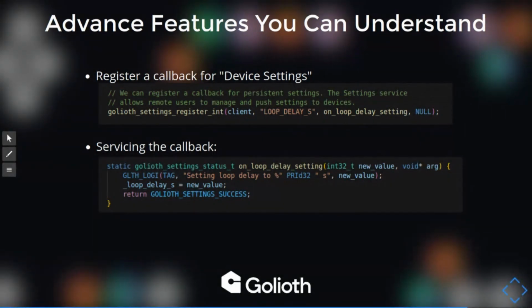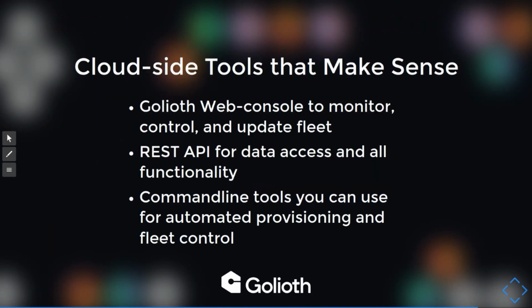So there's one call that registers a callback and says, this key, the loop delay S key, is the setting I'm looking for. Then the Goliath servers know whenever that changes, it will notify this device. And then there's just a callback that you set up. In this case, the callback is going to print out a logging message, and then it's going to actually change that delay value that's stored locally. So those settings are things that if you didn't think about them when you started your IoT fleet, you're probably going to need them down the road, and they're already available through Goliath.